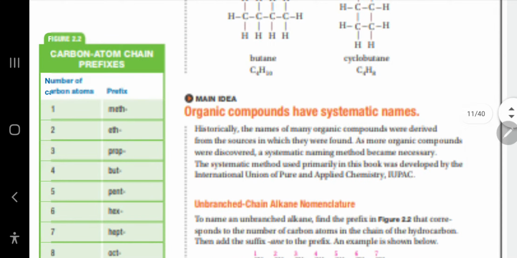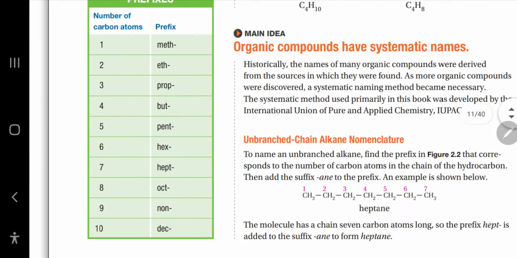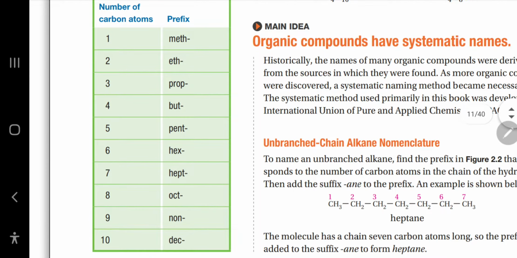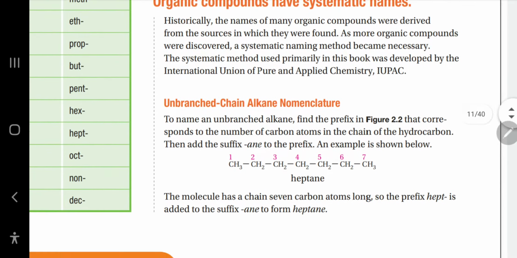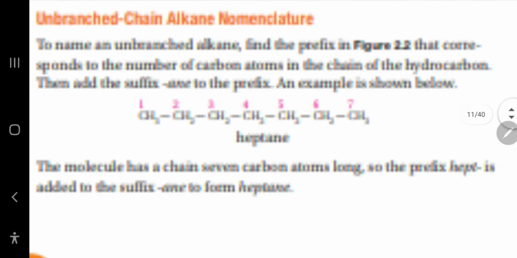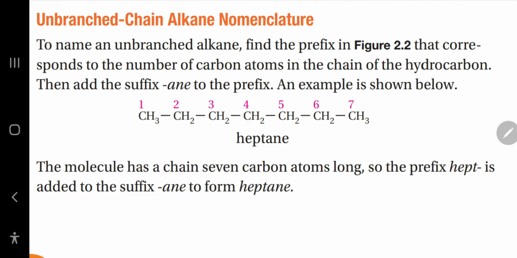As we said also, these are the systematic names, as you can see here: meth, eth, prop, but, pent, hex, hept, oct, non, dec. So here, as you can see, for an unbranched chain, we can give the name by counting how many carbon atoms we have. So we have 7 carbon atoms, so the prefix will be hept, and all of them are single bonds, so we add the suffix ane to form heptane.